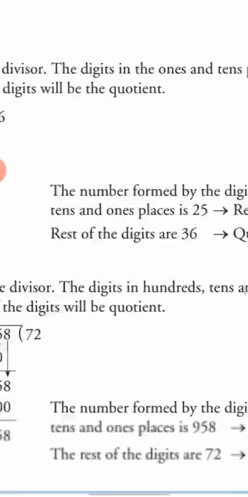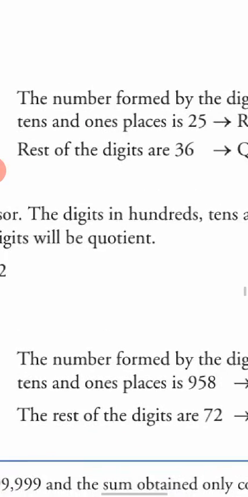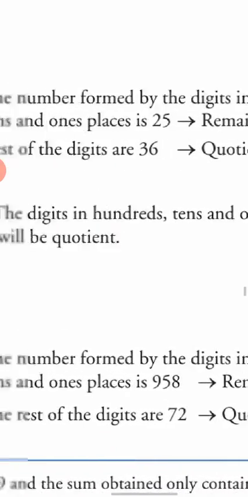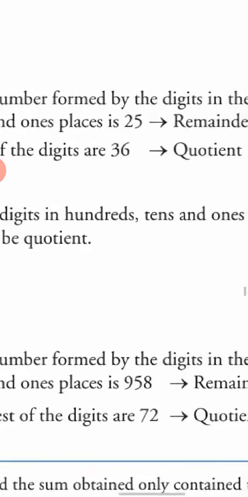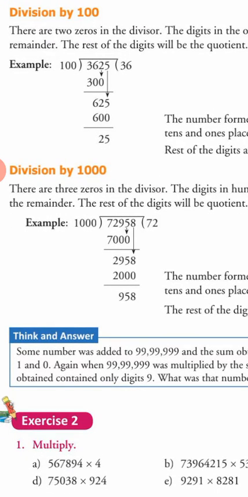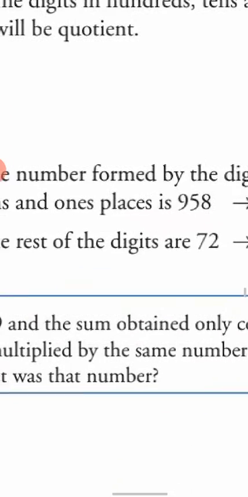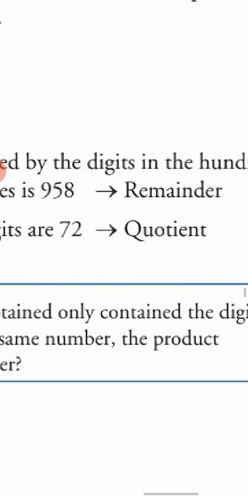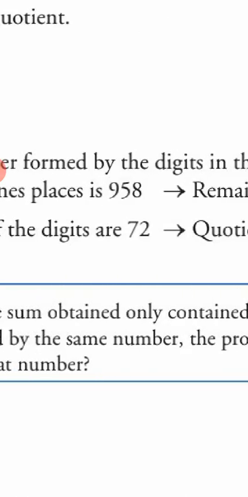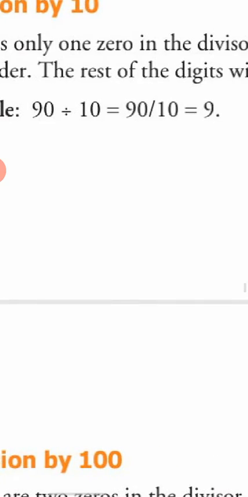So here in all the cases you can see your final answer. Like here, the number formed by the digits in the tens and ones place is 25. That is why it is your remainder and the rest of the digits are 36. So this is your question. And in division by 1000, the number formed by the digits in the hundreds, tens and ones place is 958. That means remainder, and the rest of the digits are 72. That is quotient. Similarly, in the first case, you are to see only the digit which is at the ones place. That will be your remainder and the rest of the digits will be your quotient.